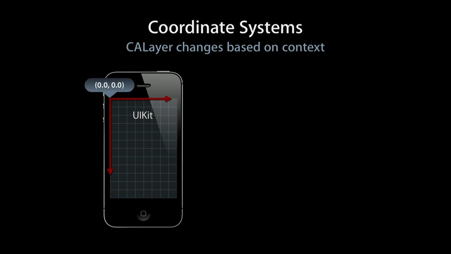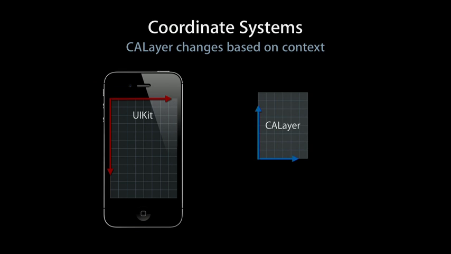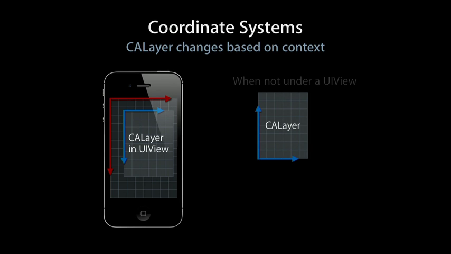Another point that's important has to do with coordinate systems. The coordinate system for UI view has its origin in the upper left, but CA layers default to having origin lower left. Now, when I place a CA layer in a UI view then the coordinate system will get flipped. But this only happens when I'm in a UI view.